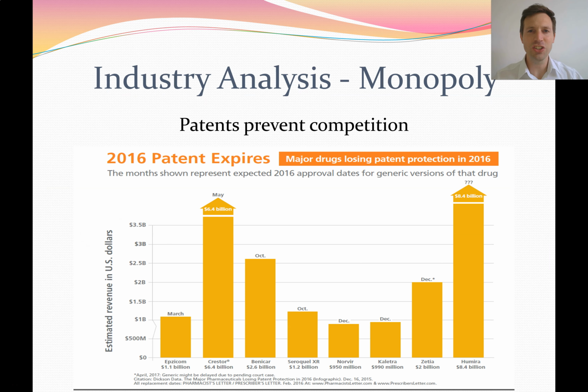In highly technologically advanced industries such as pharmaceuticals, patents are often a source of preventing competition and creating barriers to entry. So pharmaceutical companies will have patents protecting their drugs and their discoveries from being copied by their competitors. So for example, here, the value of some of the patents that would be expiring in 2016, we can see some patents are worth billions and billions of dollars, and they create temporary monopolies for the companies that have patents that cure or prevent certain diseases.